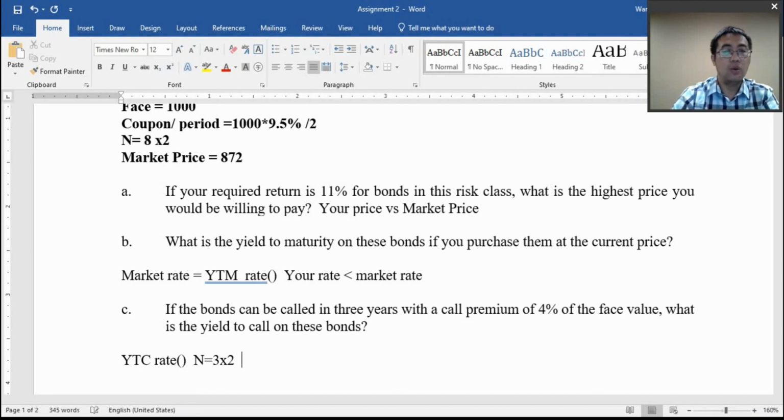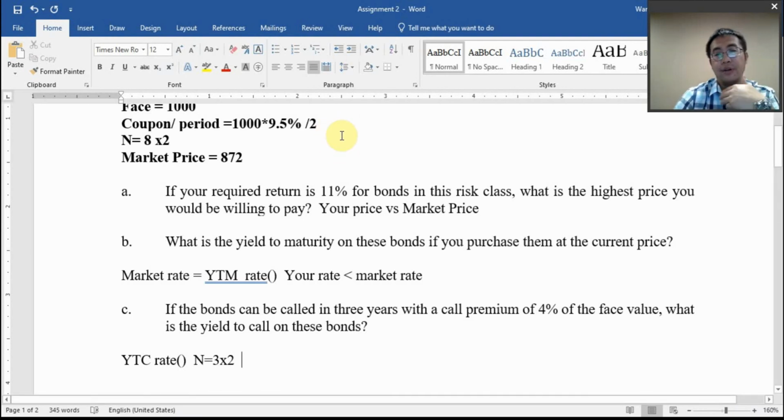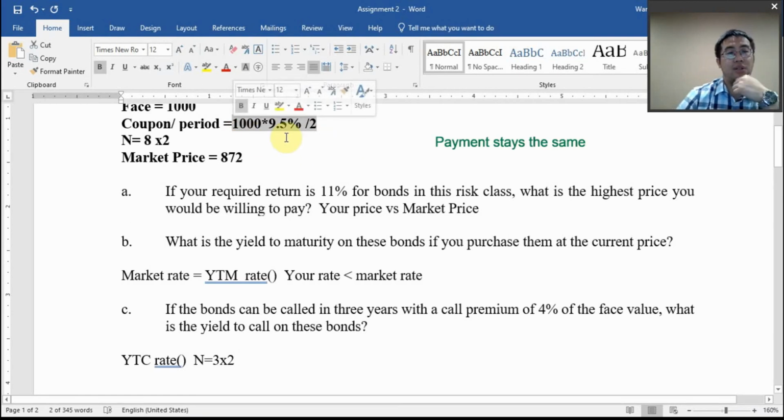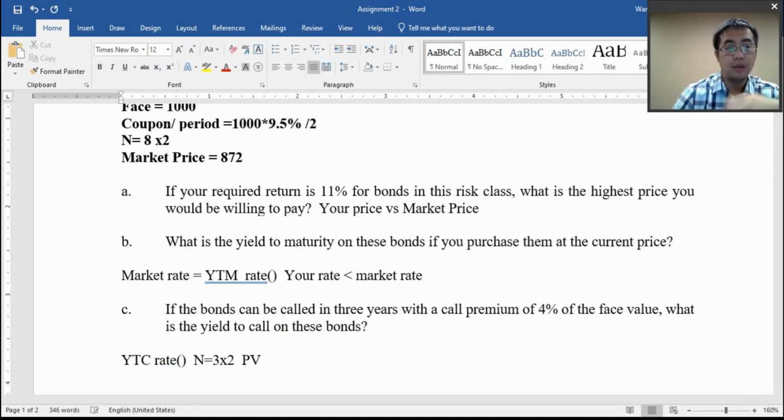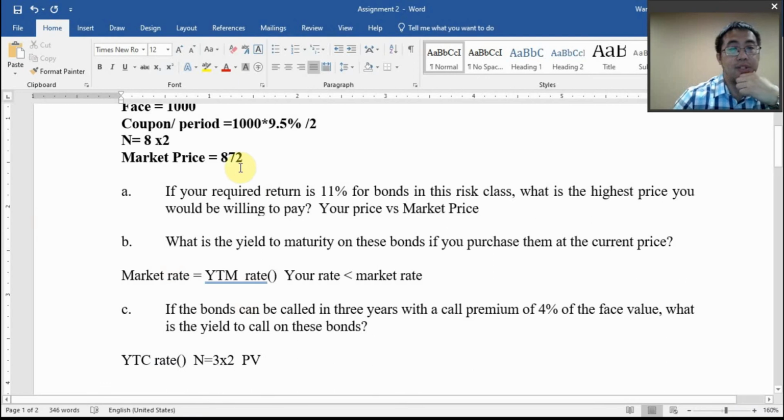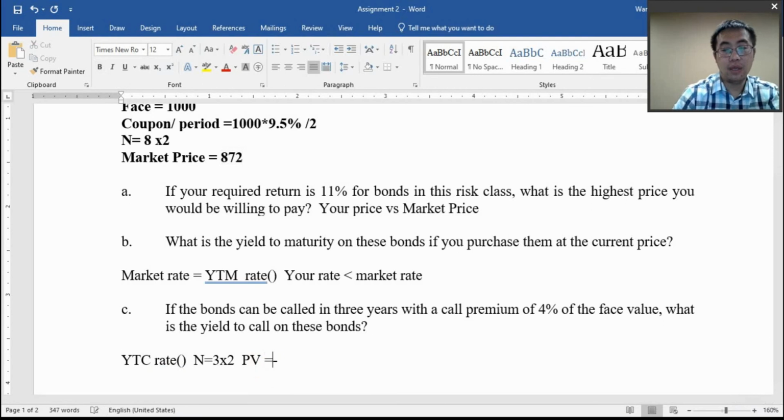And the coupon payment for each period, no matter for 8 years or for 3 years, for each semi-annual period, this still is your coupon. And the present value will be that $872, just like the present value for yield to maturity. Okay, so the present value will be $872, and I put a negative sign in front of it. You should know why. All right, and the future value this time is different.